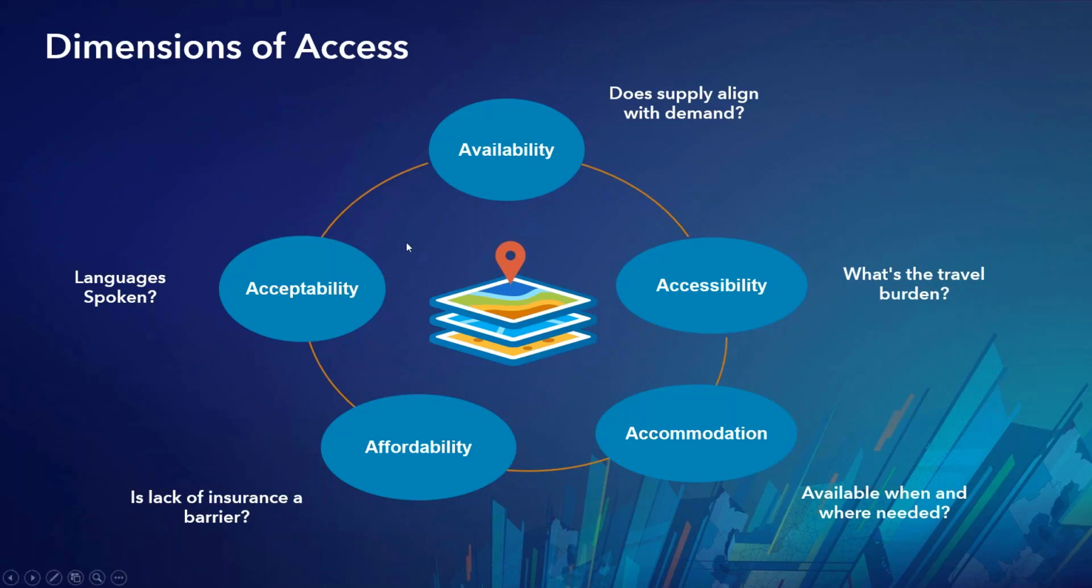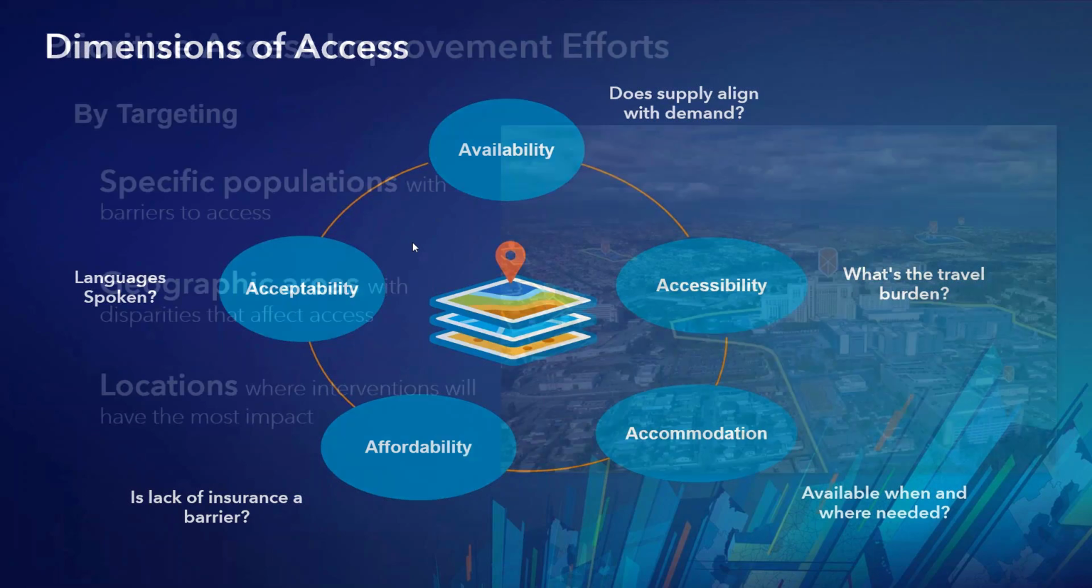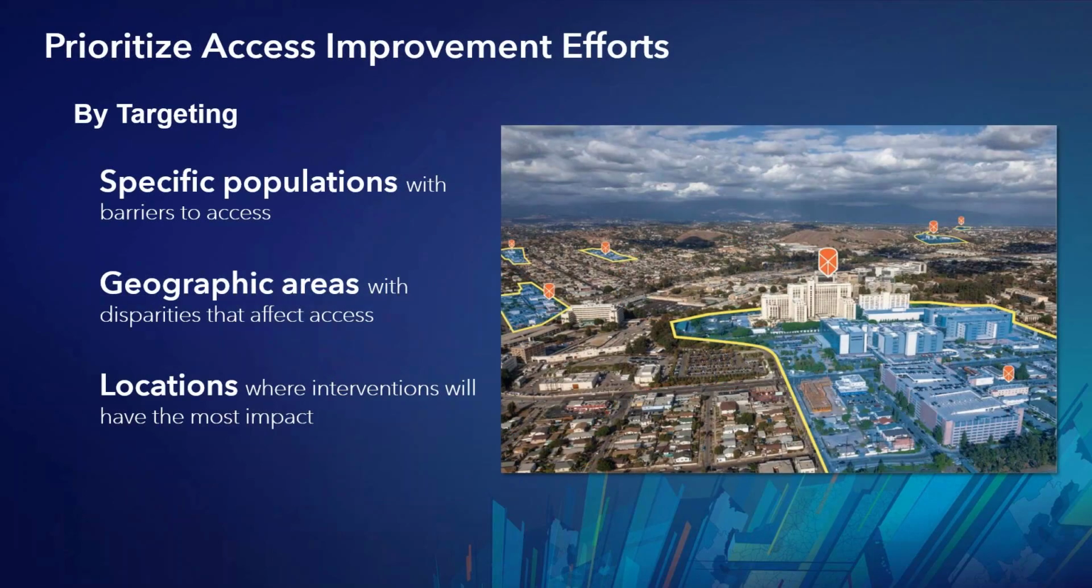And by understanding this, you can prioritize your improvement efforts. You can target where you have specific populations with barriers to access, what areas there are disparities, and what locations will have the most impact either on particular conditions or populations of interest.